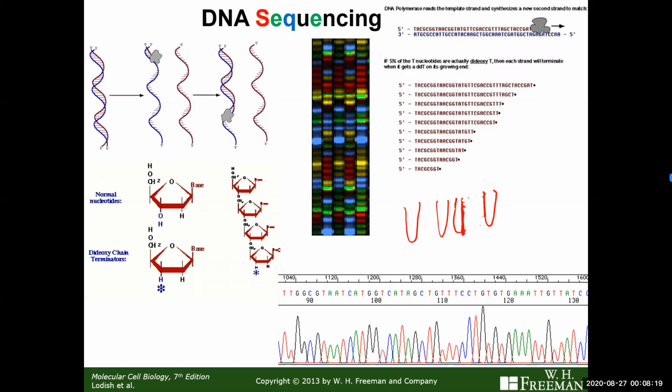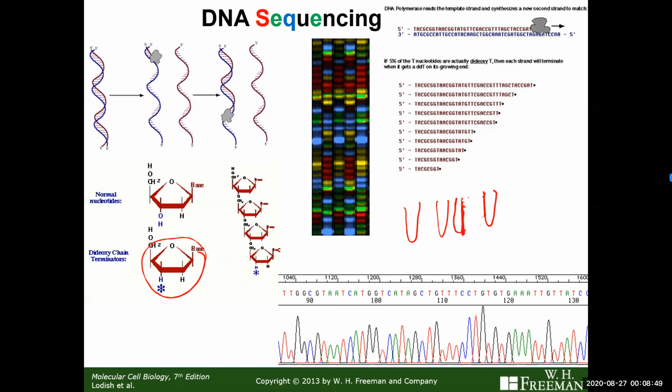In each of these tubes, you will have a radioactive deoxynucleotide. Typically it would be radioactive C, cytosine, so that you can easily determine the size of the DNA. Radioactivity was only for that purpose, nothing else. And in each of these tubes, you will add a dideoxy variant of the nucleotide.